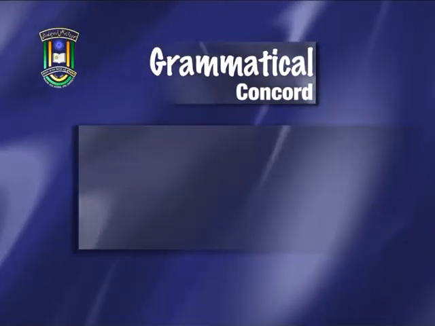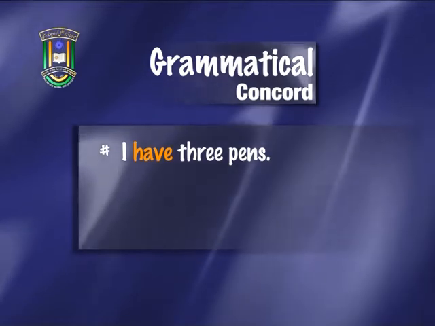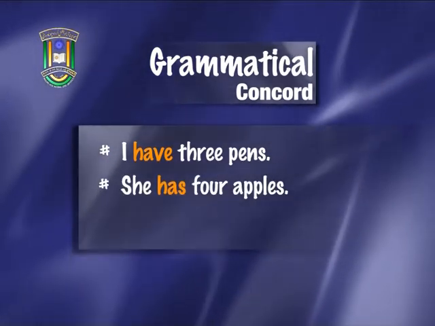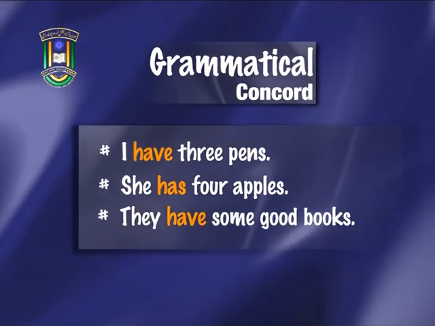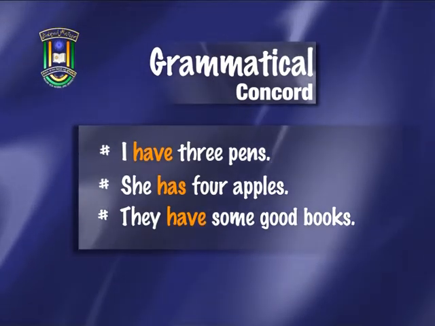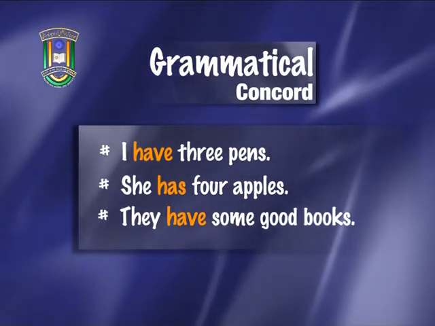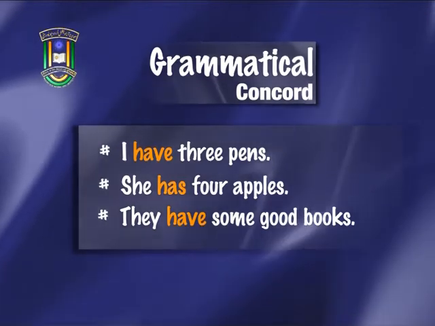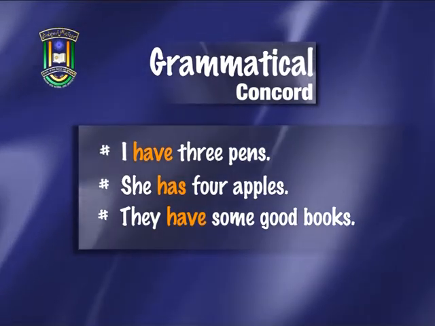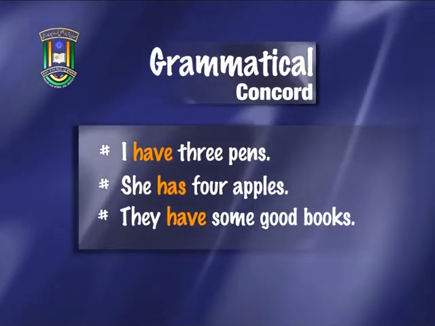And now that you're familiar with the basics, I think we can proceed further and try to help you understand more about the uses of first grammatical concord. Look at these examples. I have 3 pens. She has 4 apples. They have some good books. In the first and the third sentences, the verb have agrees with the subject, either I or they. However, in the second sentence, the verb is has because the subject is third person singular.